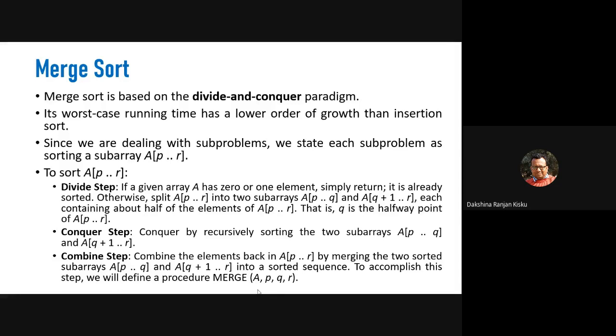And the third step is the combine step. In the third step we combine the elements back in the original array. A[p..r] is the original array. Here we combine the elements back in the array by merging two sorted subarrays. These two sorted subarrays will be merged together into a sorted sequence.